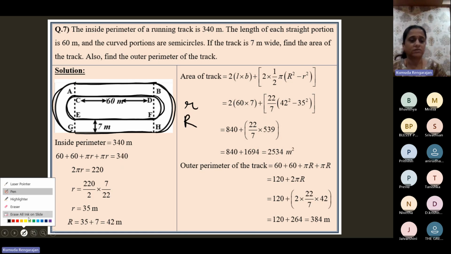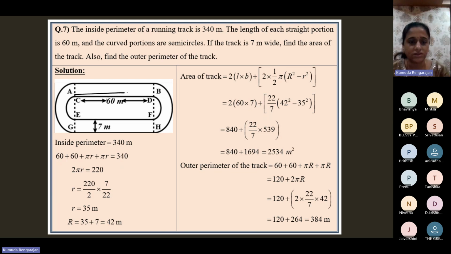So the inside perimeter is 60 plus pi small r plus 60 plus pi small r, because the length of a semicircle is pi r. So this is the inside perimeter, which is 340. When you work this, you find the value of r. r is 35. And so capital R will be small r plus the width of the track: 35 plus 7, 42.